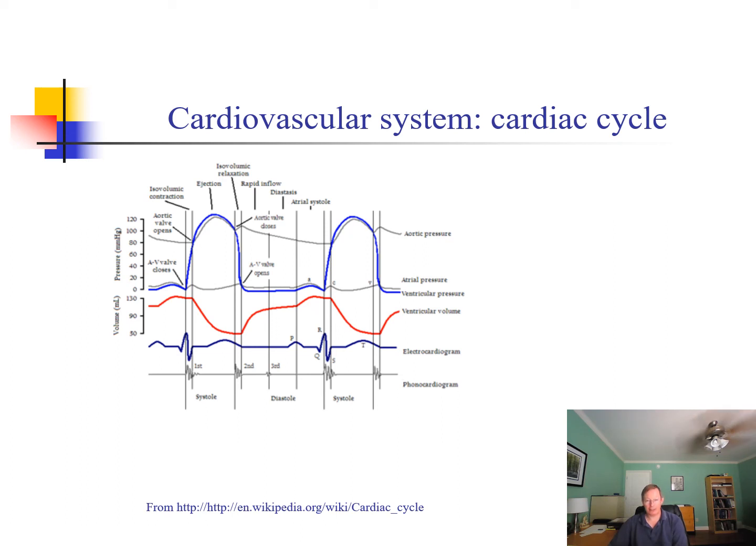So systole is when I'm squeezing my ventricles to push that blood out of my ventricles to either the lungs through the pulmonic artery or through the aorta to the rest of my body. And diastole is when I'm filling my ventricles and atria.